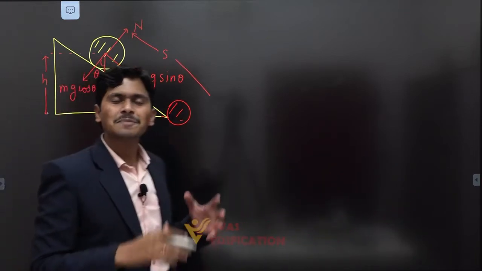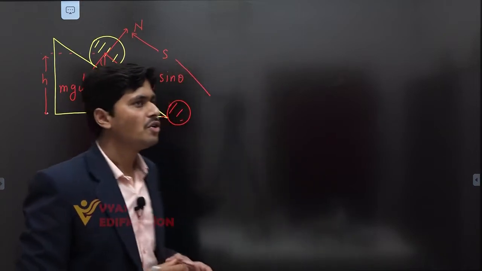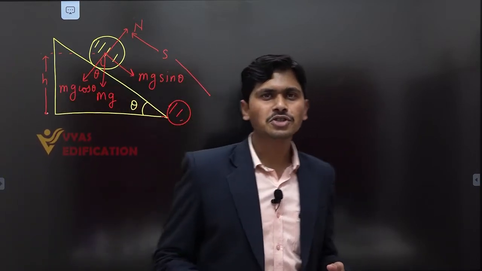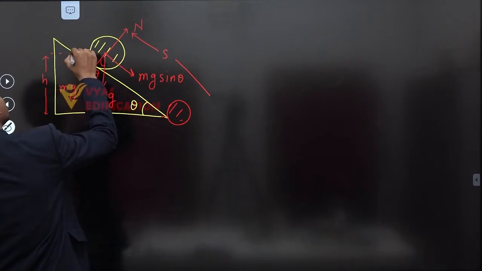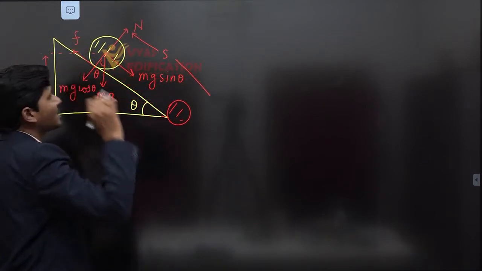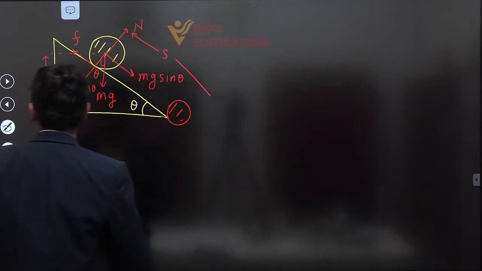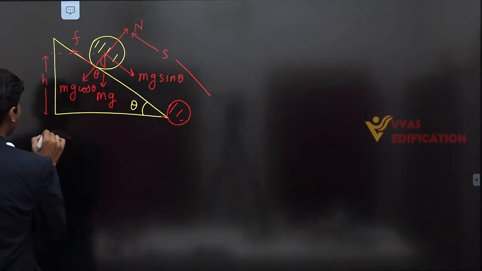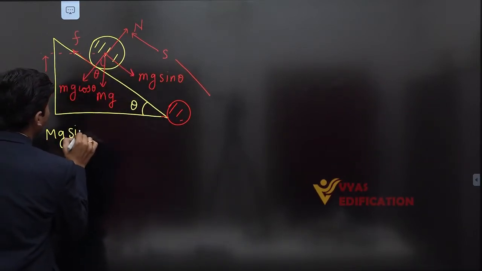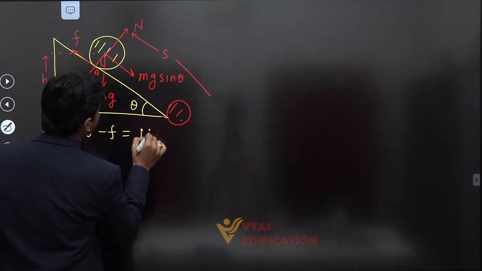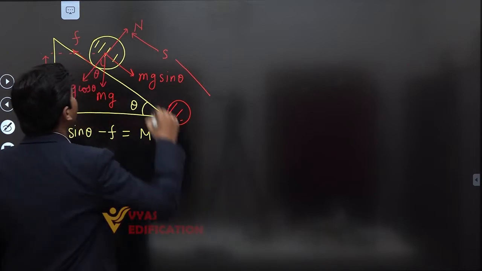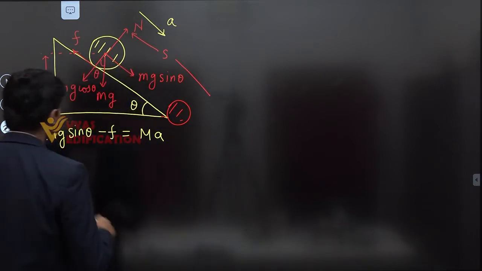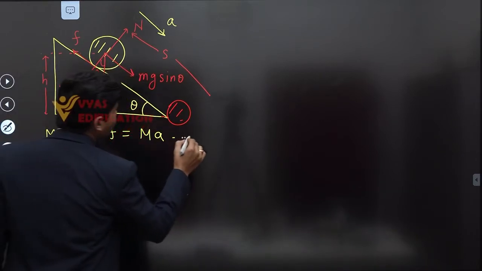Now let's suppose this surface is rough, or we can say that this body is doing translation as well as rotational motion. So definitely there is one more force acting in this direction, that is the friction force. Clear? So can we write the net force in this direction? Yes, we can write: mg sin theta minus friction force equals mass into acceleration. Let's suppose the acceleration of this body in the downward direction is a. Clear? So let's call this equation number 1.